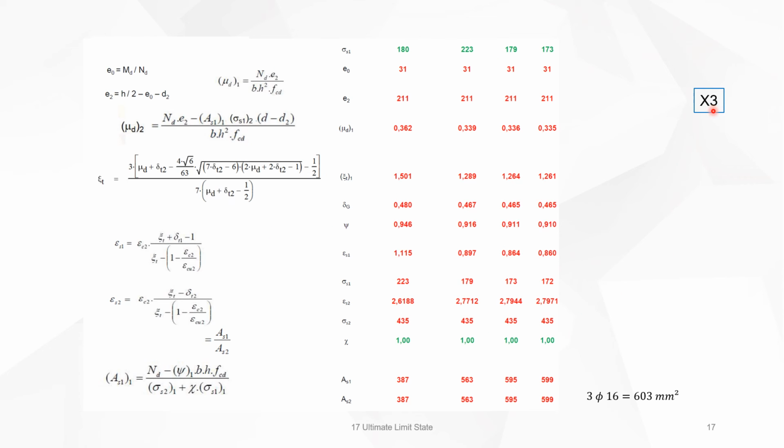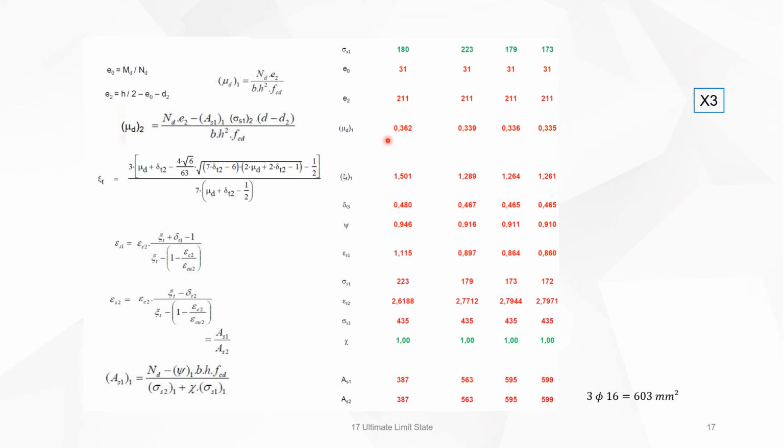Then we take case 3. We start with 180 Newton per square millimeter or megapascal. You can also start with 200 or with 100, but we know that if you start with naught, that's not right, because the whole section is in compression. So you start with a certain value, and then you will see it will be corrected.